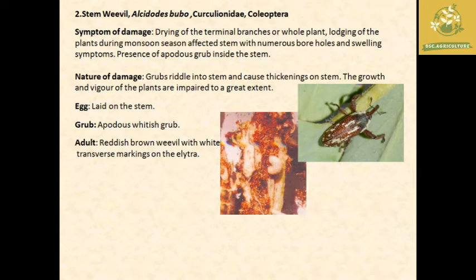So while seeing about the ramification, the egg is said to be laid on the stem, and the grub is an apodous whitish grub, you can see that in the picture. The adult is a reddish brown weevil, but it has whitish patches, which is a transverse elite marking on the elytra of this weevil.